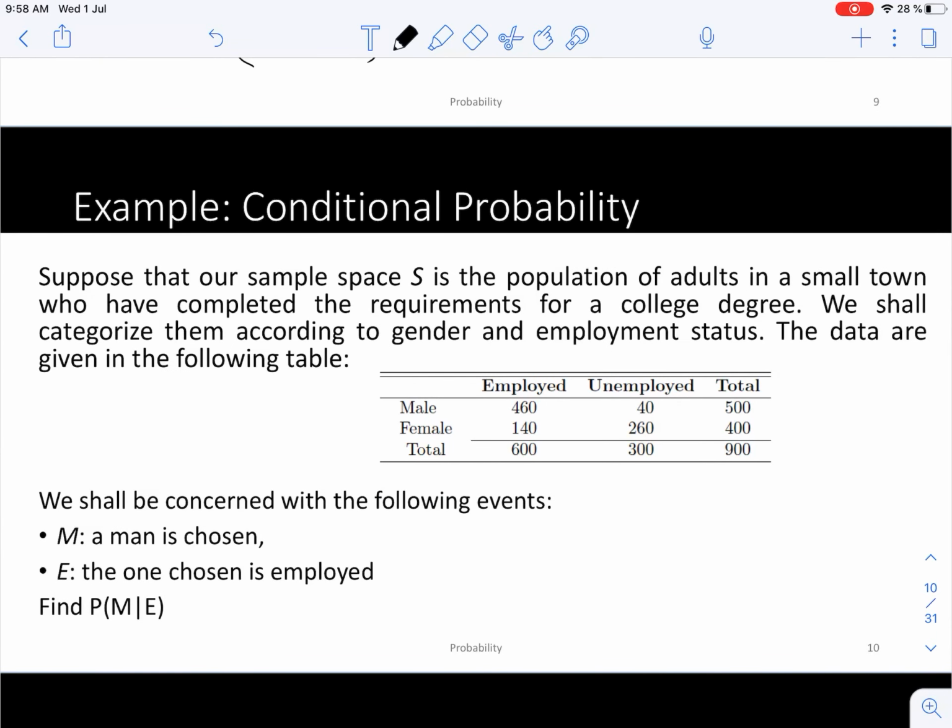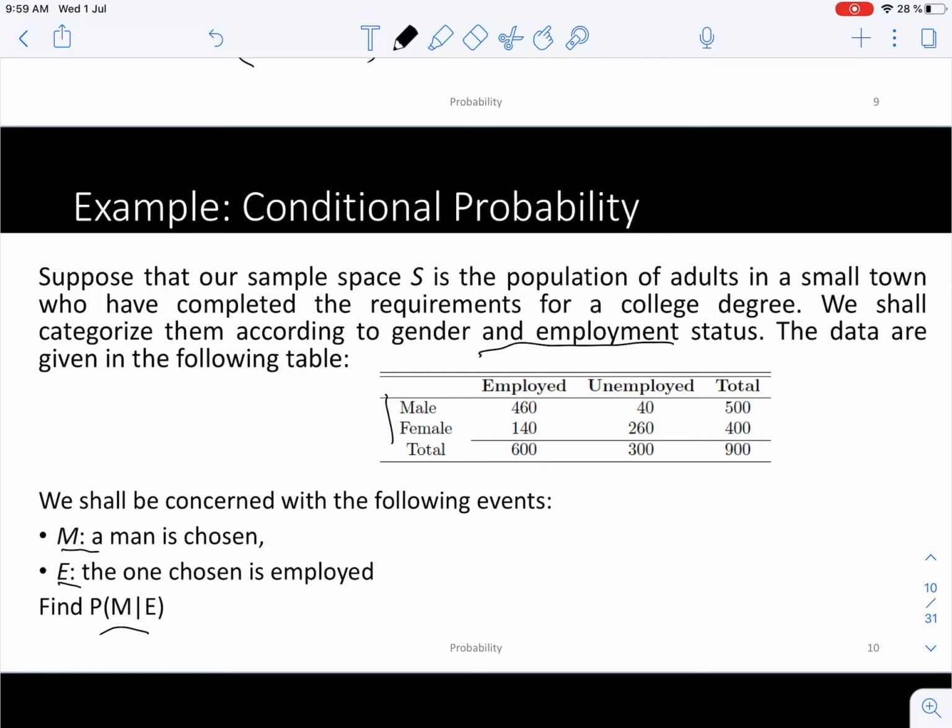All right, let's check an easy example. Suppose that the sample space is the population of adults in a small town who have completed the requirements for a college degree. They are categorized according to gender and employment status, so we have female and male, employed and unemployed. The data is presented in the table. Now, 2 events are defined. The first one is M, a man is chosen, and the second one, E, the one chosen is employed, right?